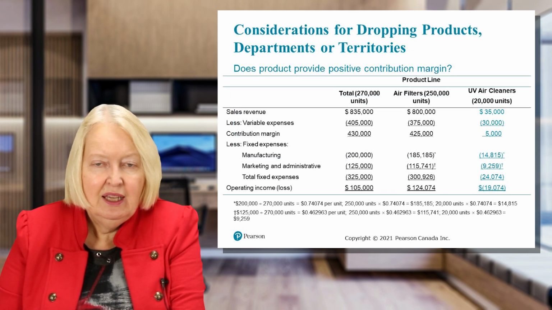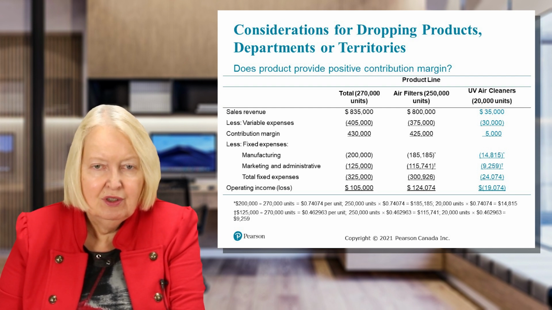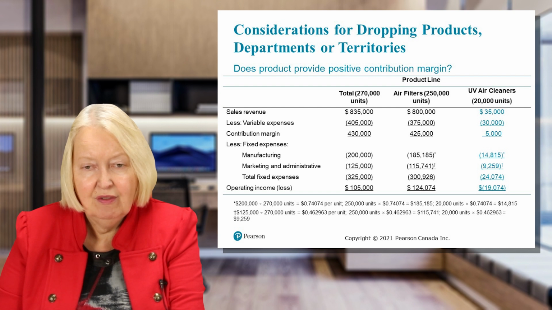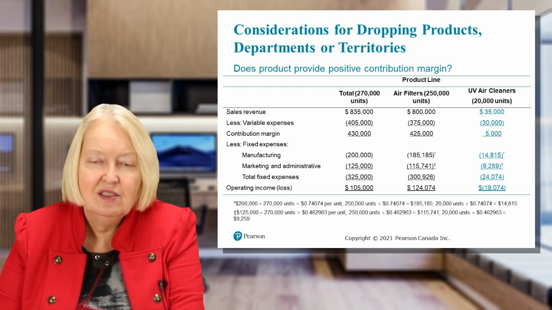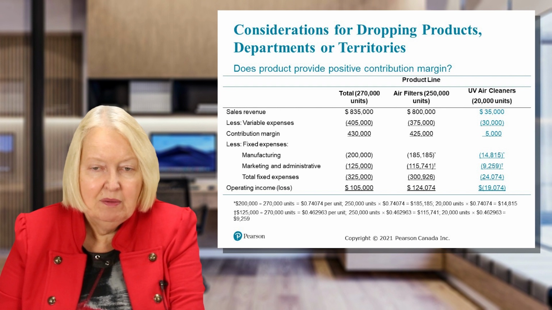So typically, when you're trying to figure out if you're going to drop a certain product or department, you want to take your total and break it down by, in this case, product line. On a total basis, the operating income here, you'll see, is $105,000. But when you start drilling down, you can see that the air filters are quite profitable.